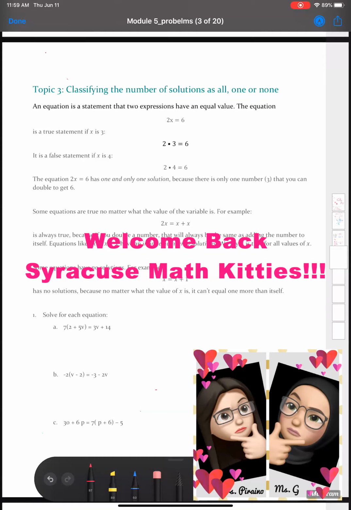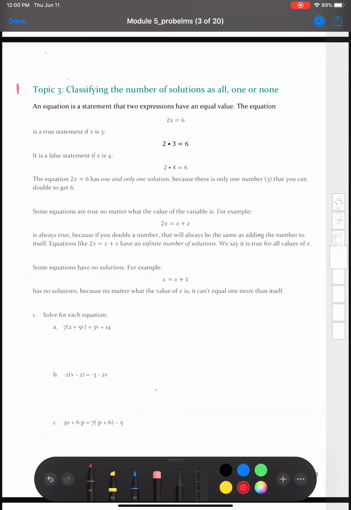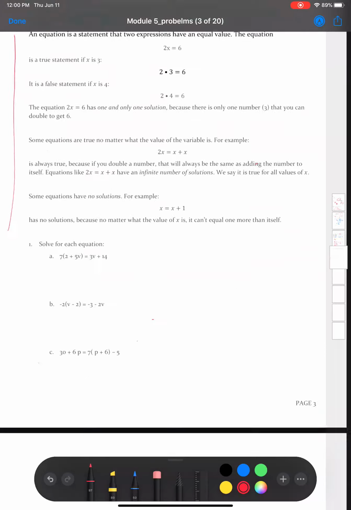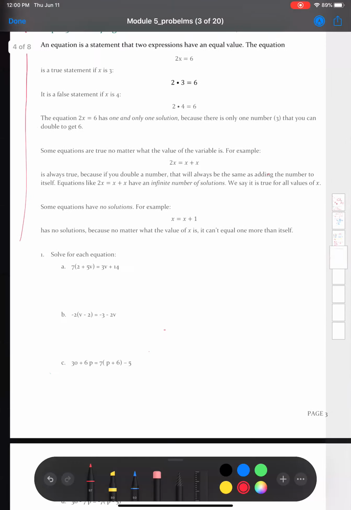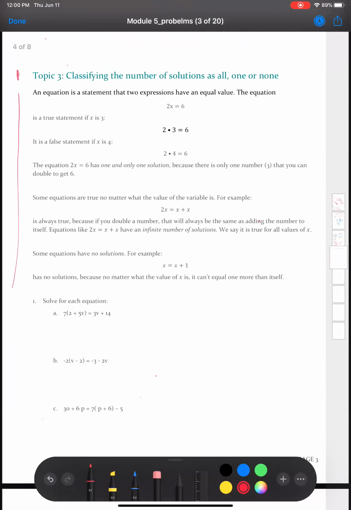This is video 3 of Module 5, the review of linear equations. In this lesson, topic 3, we are classifying the number of solutions as all, one, or none. As always, we have an explanation and sample problems that we're going to go through before we tackle the assigned problems. I would make sure that I understand this.